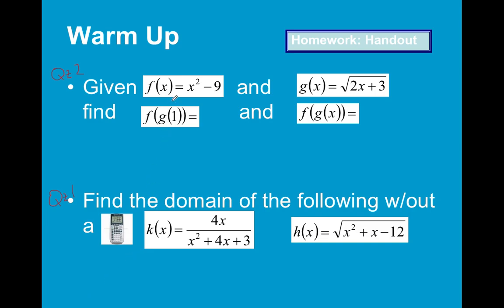So notice that I've given you f, a parabola with a domain of all real numbers, and g, which is a radical, which means you can't have negatives under square roots. Nobody asked me about domain, but that's what I think of as soon as I see it.